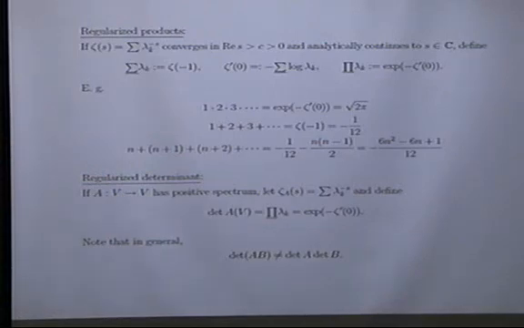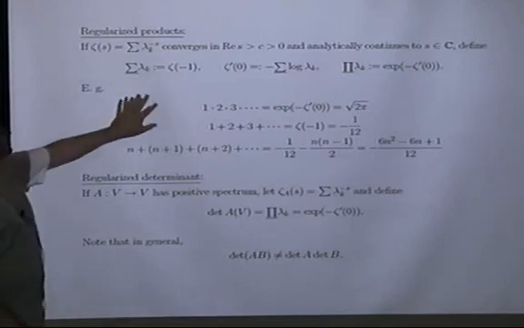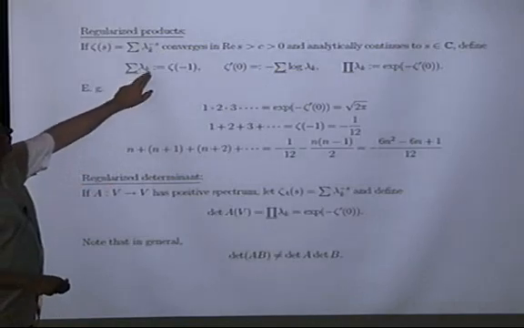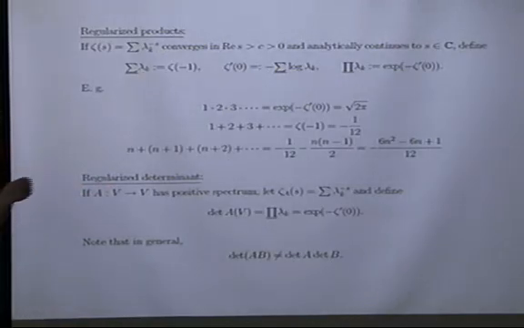And the important features of this regularization is that it behaves correctly if you split off finitely many eigenvalues, and it behaves correctly if you make a small change. So if you modify each of these by some epsilon k, where the epsilon k's actually converge, then the product splits.